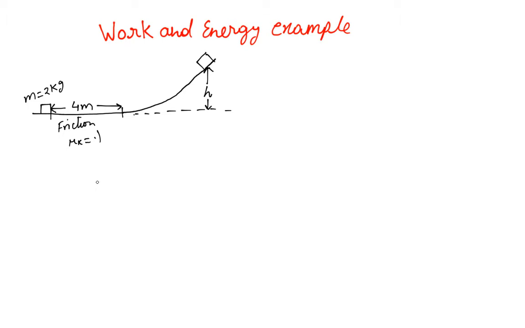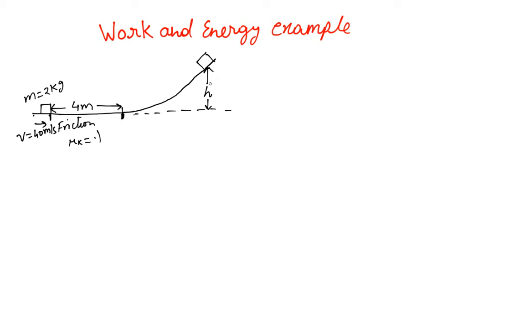So let's consider one more example on work and energy. What we have here is a mass of 2 kilograms, and right now it's moving with the velocity 40 meters per second, and this is a smooth surface, but from here to here there's friction. This guy keeps moving and encounters the frictional part, and it goes through the friction and then it climbs an incline.